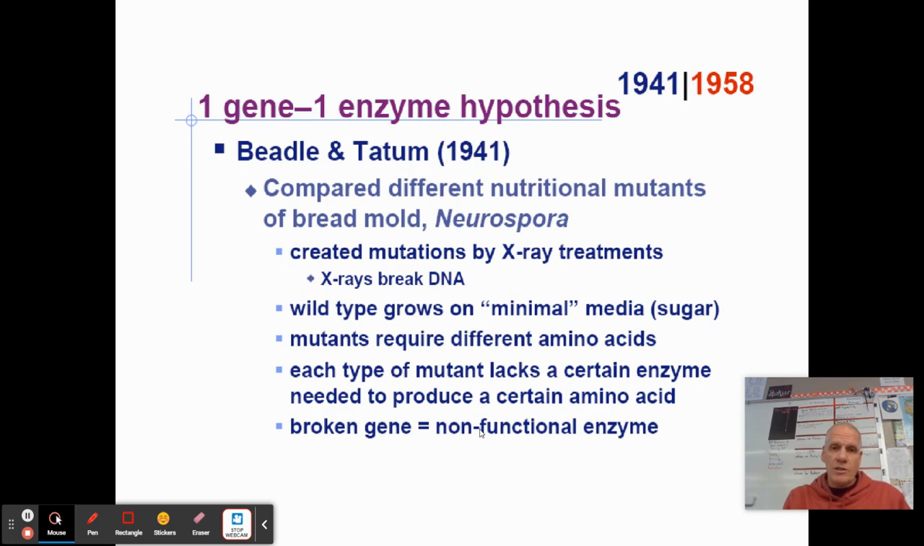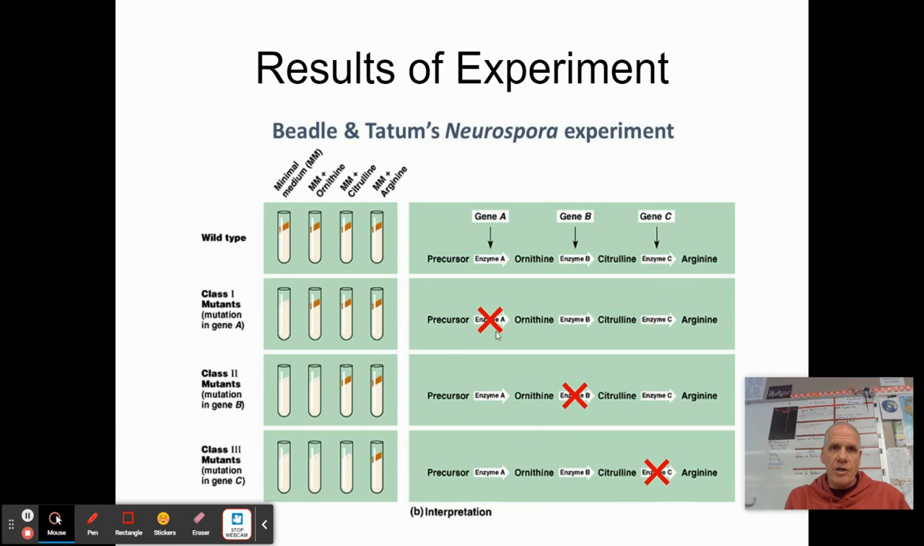And so what do they do? Let's look at that diagram here. Here's a picture of it. What we see here, this is the mold that's growing on the top. And we have our minimal medium right here. This has no added amino acids. The second group has the minimal media plus ornithine. The third group has minimal media plus citrulline, and the fourth group has minimal media plus arginine.